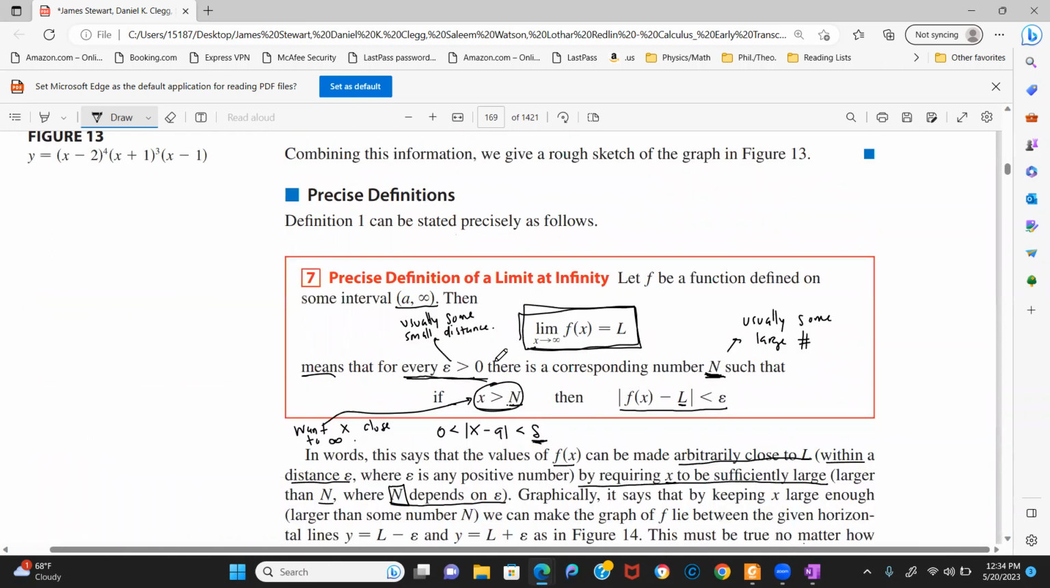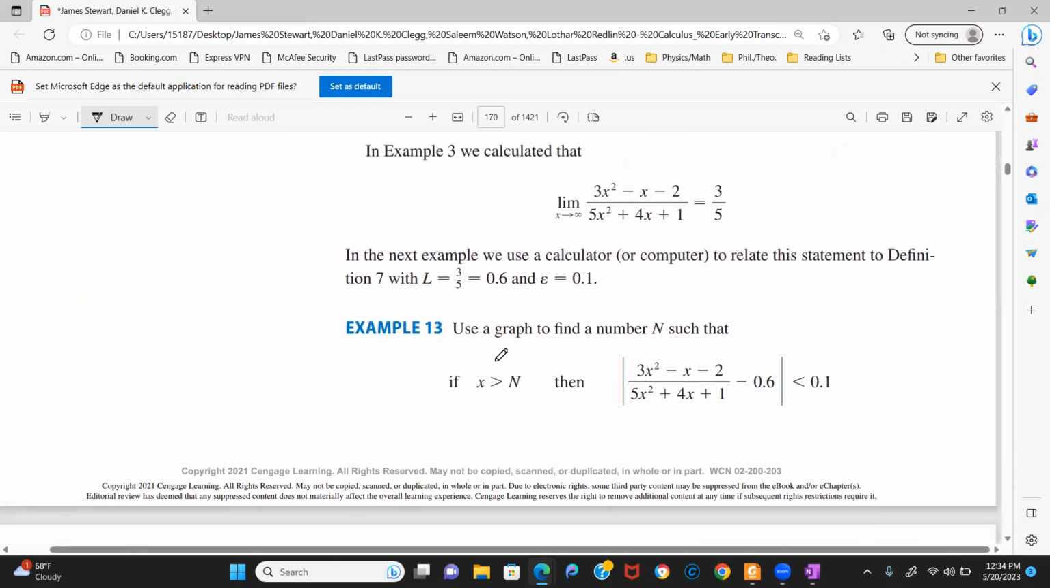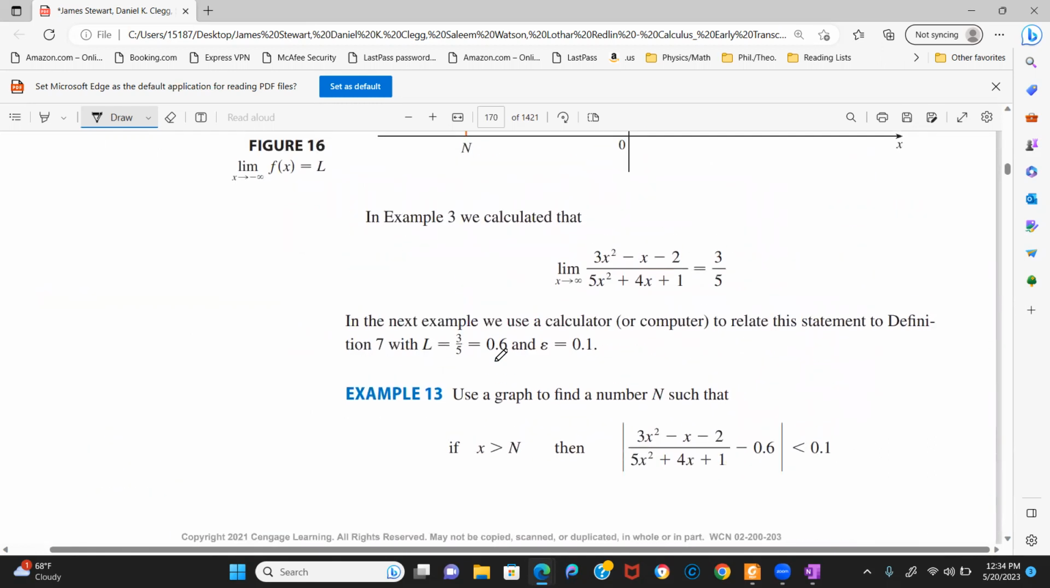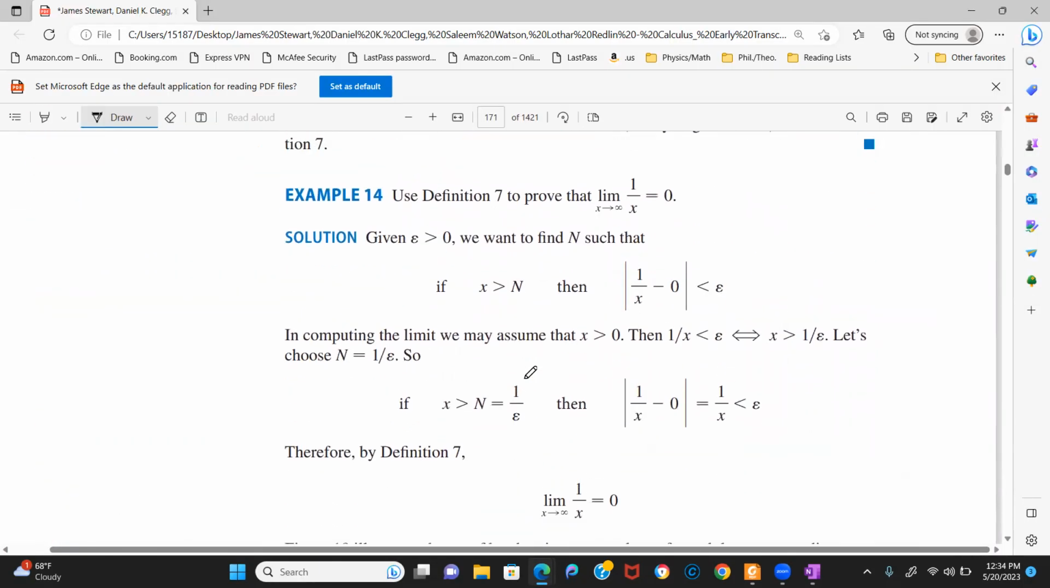So we already went over the precise definition. Here are some examples using the precise definition. You can read them if you want. Maybe see if there's an easy one. Yeah, okay, let's read through this one. This is a limit that we've already mentioned and used quite a lot, but we can prove it using that definition.